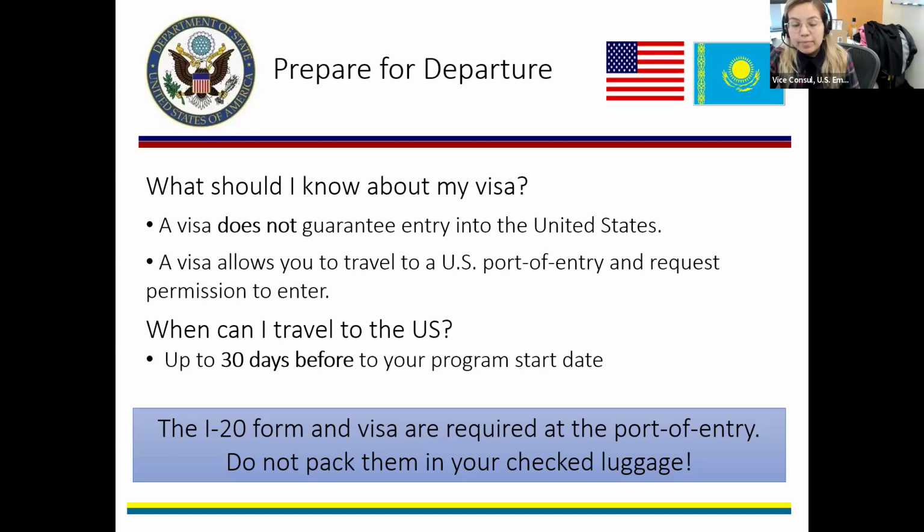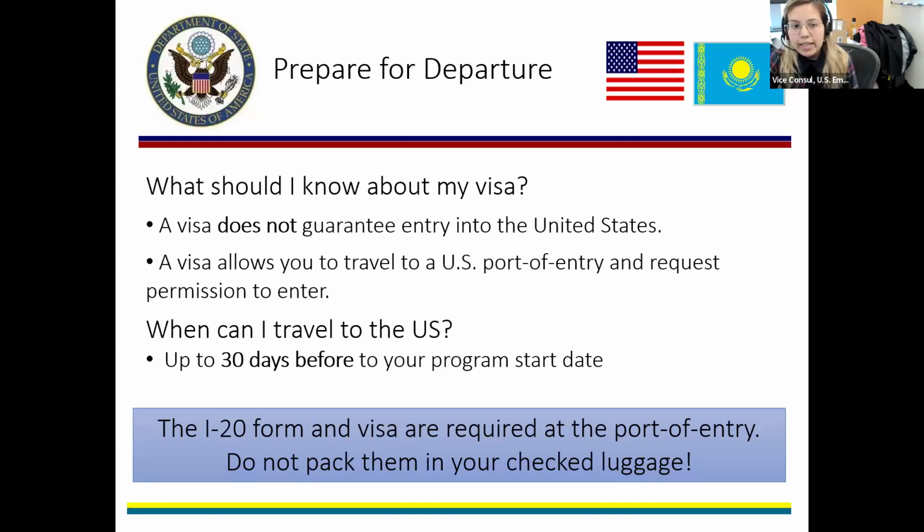And so something that you really need to remember is that you need to have the visa with you as well as the Form I-20. Please don't put your I-20 inside of your checked luggage, because then you won't be able to present it at the port of entry. It is very important that you have it with you, because it will cause problems for you if you're trying to enter the US and you don't have your I-20 form with you.